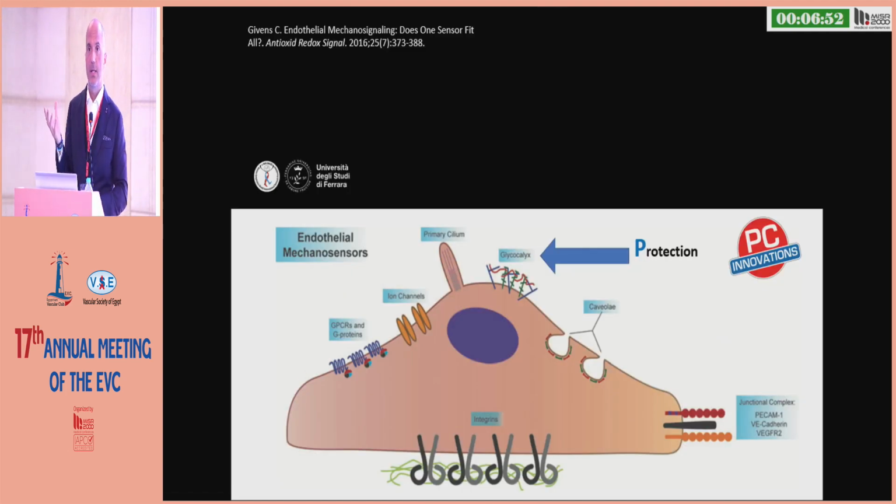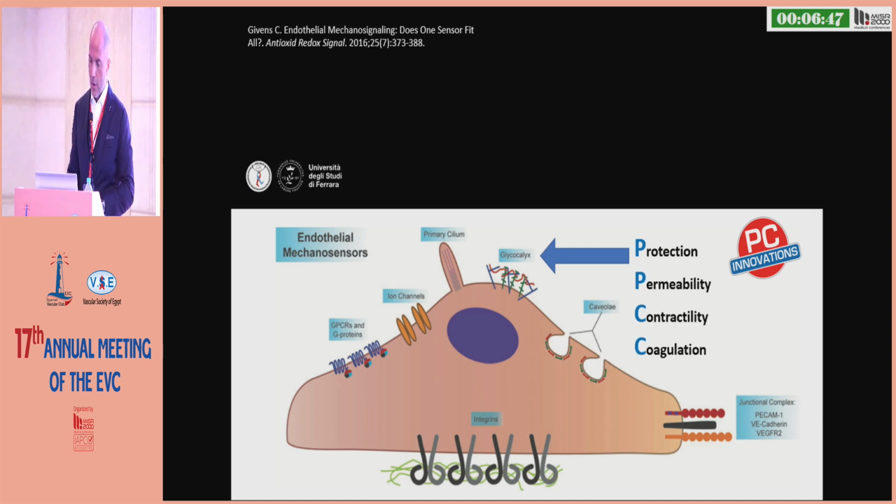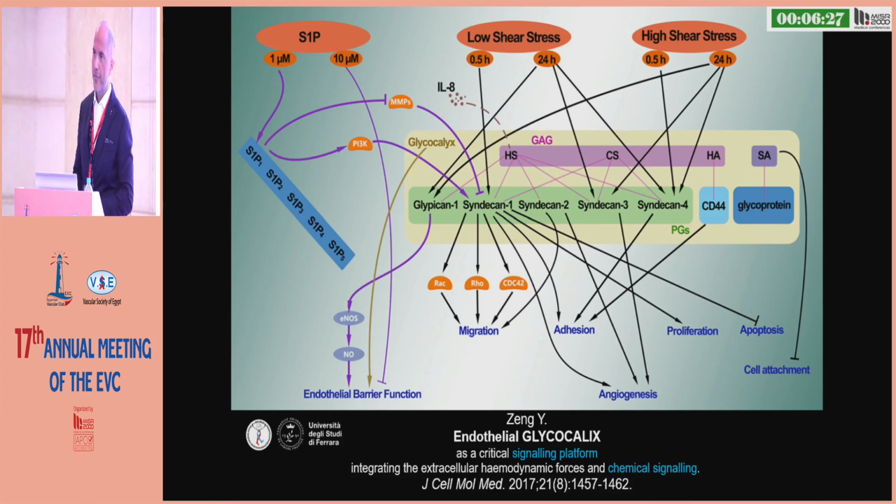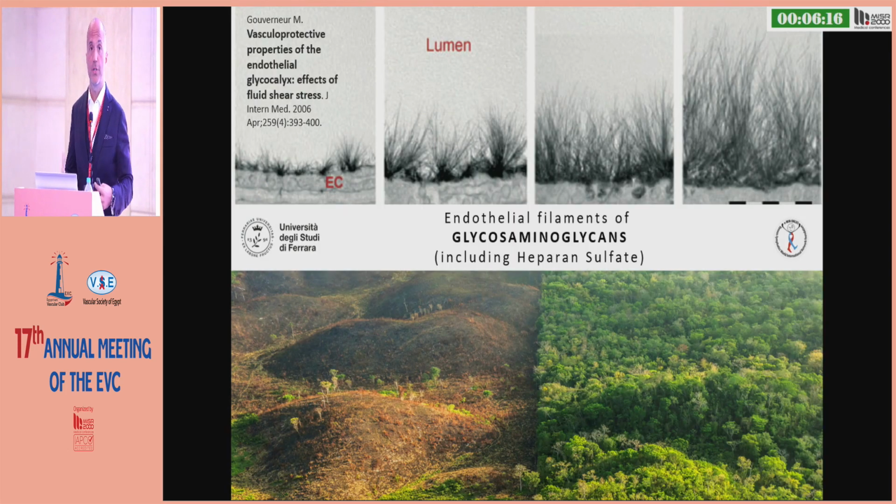So the glycocalyx, as I said, is a sort of antenna, a receptor. And to remember what it does on the surface of the endothelium, I usually think about the computer. So PC: permeability, it regulates the permeability of the endothelium; protection of the endothelium; contractility; and at the same time, coagulation balance. So we are talking about PC: permeability, protection, coagulation, contractility. It's been perfectly described by Zhang as a critical signaling platform, a very intricate network of glycosaminoglycans and proteoglycans that are involved indeed in the protection of the endothelium, as per the paper by Gouverneur.